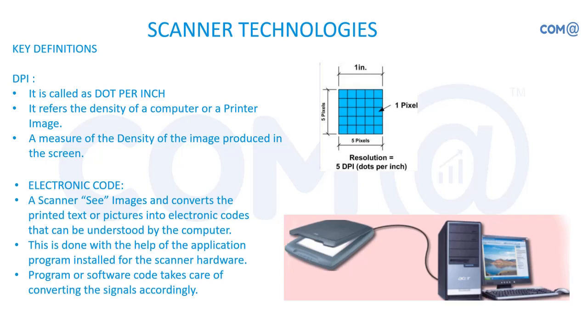A scanner sees images and converts printed text or pictures into electronic codes that can be understood by the computer. It scans the image and sends it to the computer in digital format. For doing this activity, we need to install software provided by the vendor. Say you have an Epson scanner, install the Epson scanner software. For an HP scanner, install the HP scanner software.